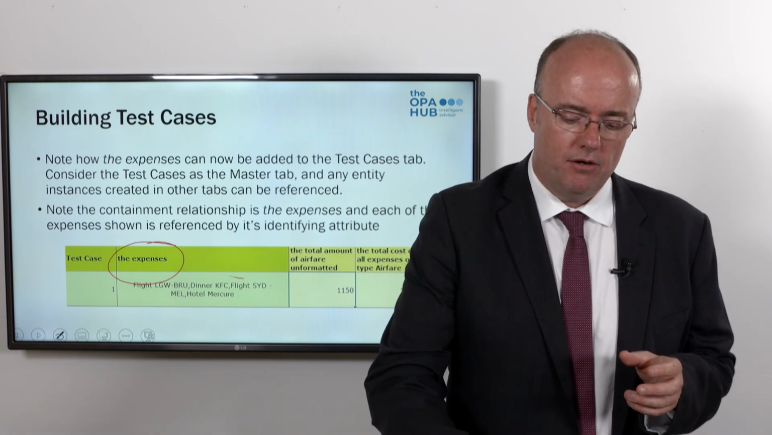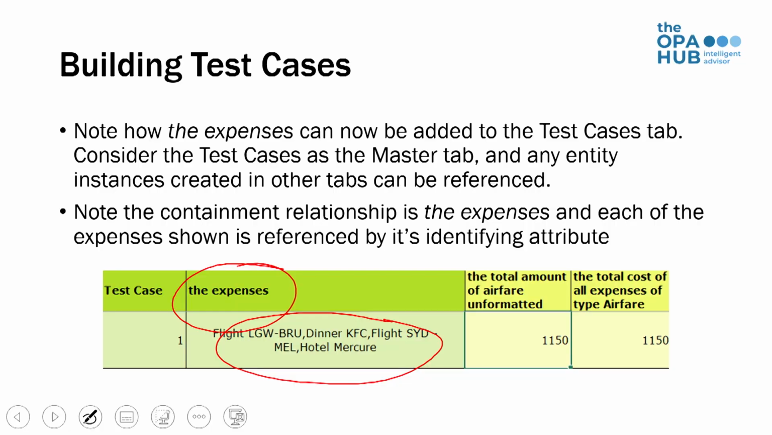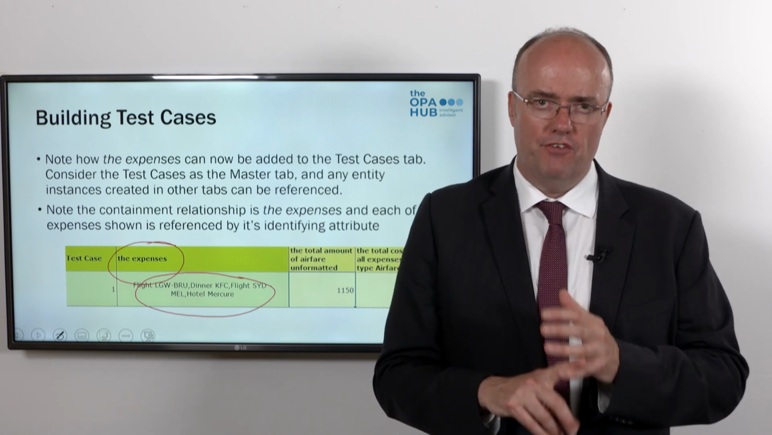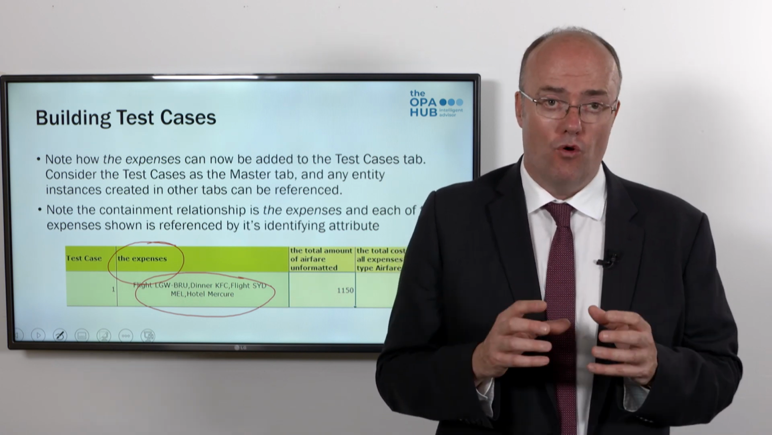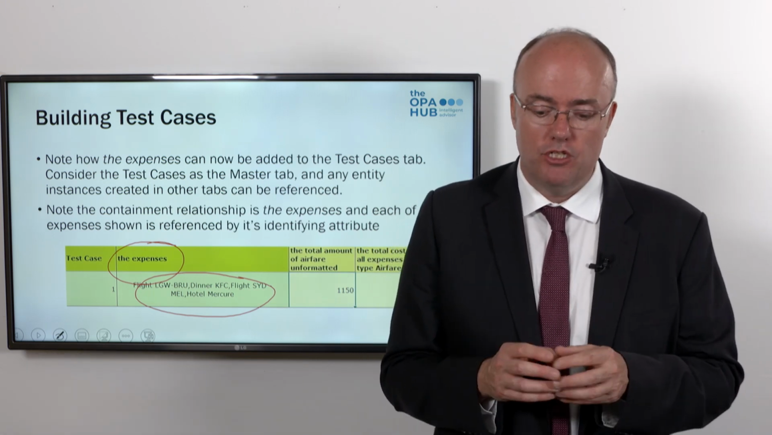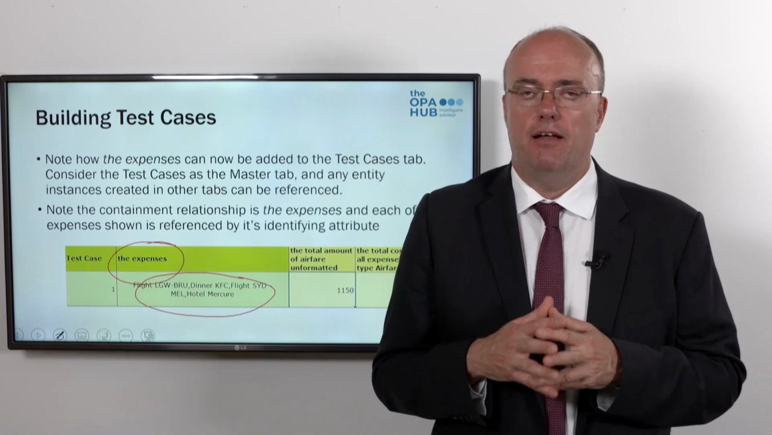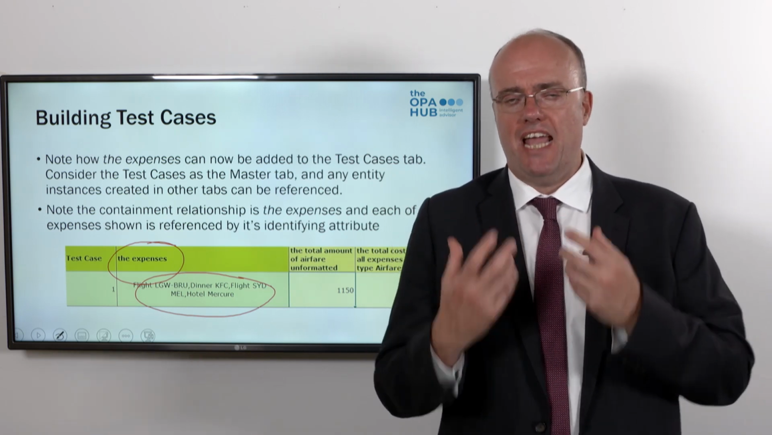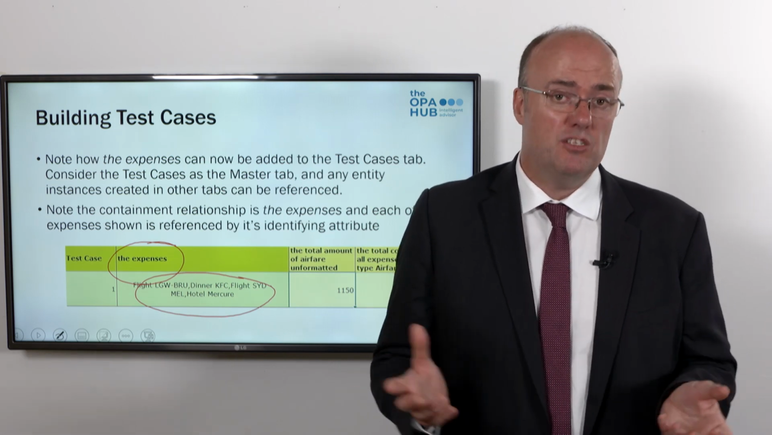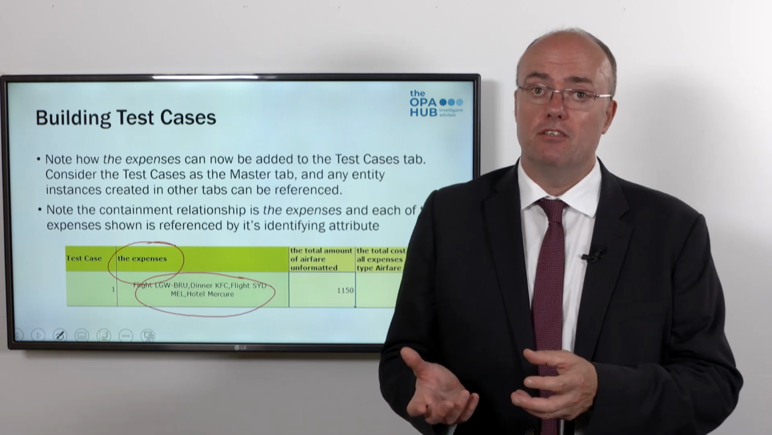You'll notice here that there's several elements of data. So what this is saying is somewhere in the test case Excel spreadsheet, there's information about expenses. And this is 1, 2, 3, 4 different expenses. So these 4 had better be in the Excel spreadsheet somewhere for us to be able to leverage them. But at a simple level, if you're comfortable with the idea of entities and containment relationships, this should make sense. What we're saying is test case 1 contains the following expenses.